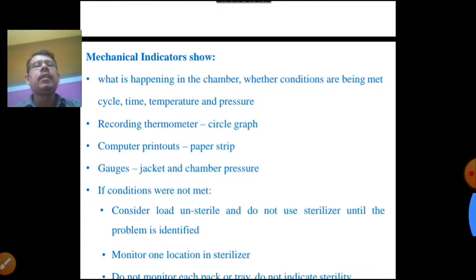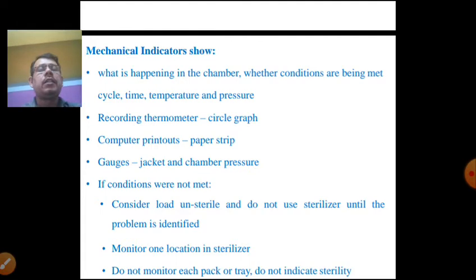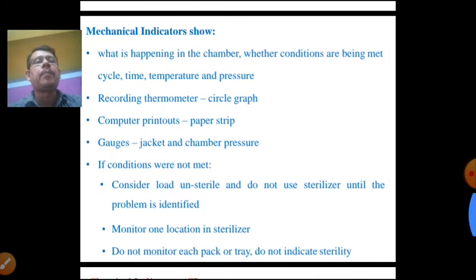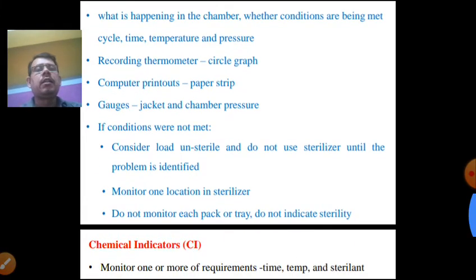The mechanical indicator is used for the sterility assurance. The cycle time, temperature and pressure should all be noted by these indicators, recorded by the thermometer for the cycle graph, computer printouts, paper strips, and gauges for jacket and chamber pressure. If the conditions were not met, consider the load unsterile and do not use it until the problem is identified. Monitoring the location is sterilization, and it does not monitor each pack or tray and does not indicate the sterility.